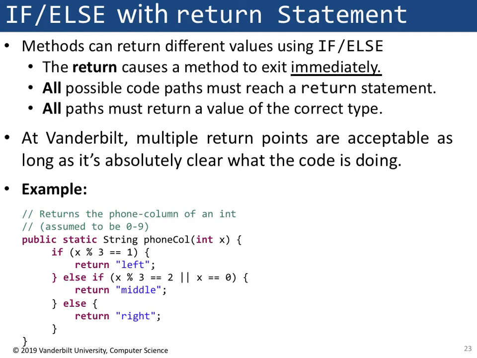The method name is phone call, and based on the comment, we understand that we are going to return the phone column of an integer. So on a number pad on a phone with numbers 0 through 9, which column is the number in? So we are going to pass it the number which we want to know the column for, and that's an integer, and we're going to call that number x. So this is a parameter.